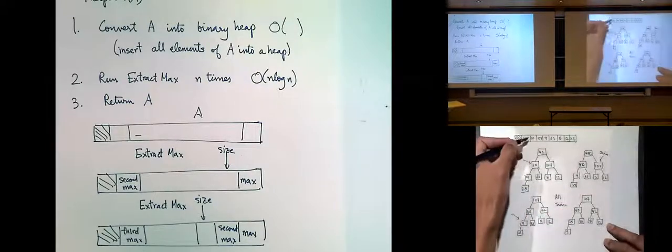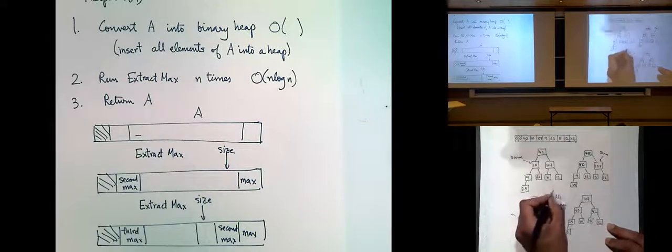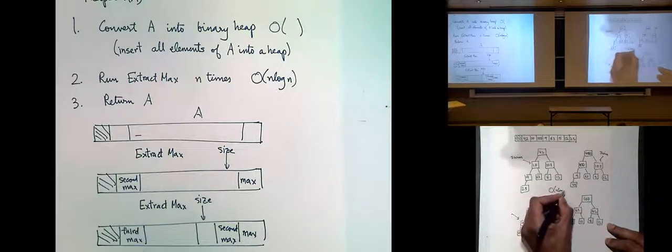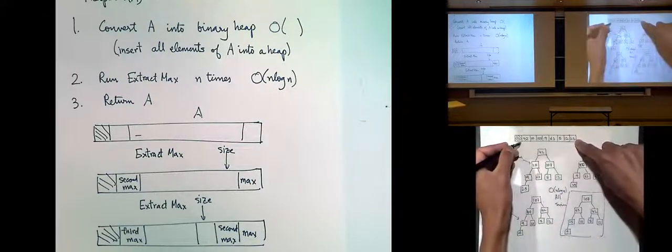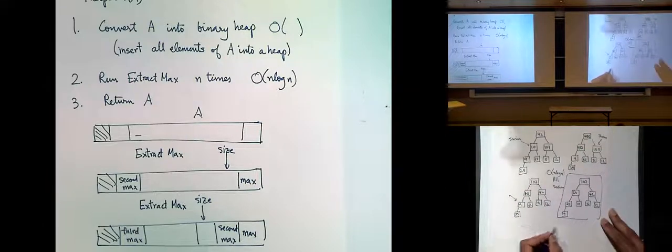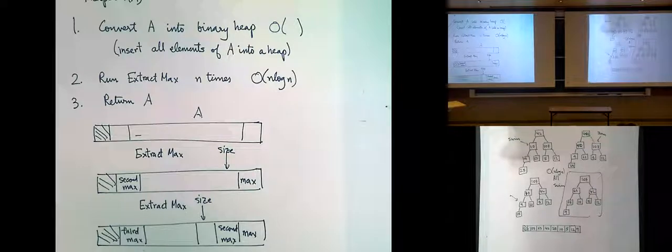Right? You called swim from every single node. How much time did that take? It took O of n log n. So what you have now is a heap. So we've converted this array into this new array. Well, it's not a new array. It's the same array, really. But I've just reordered the elements so that it looks like this. So it's like a completely different ordering.